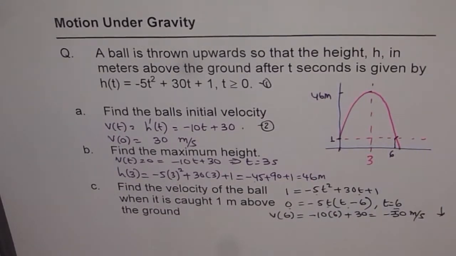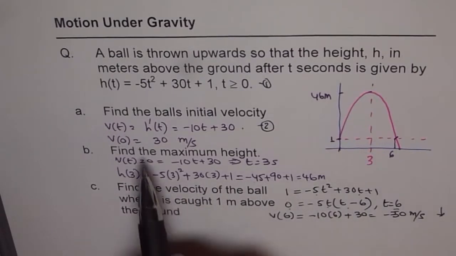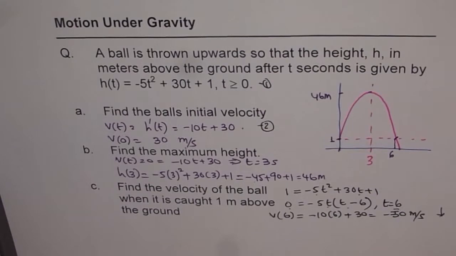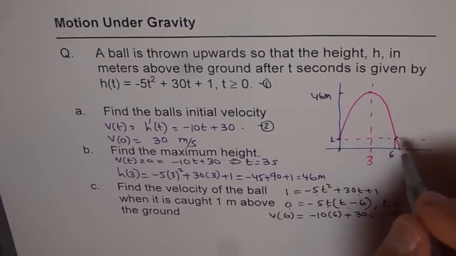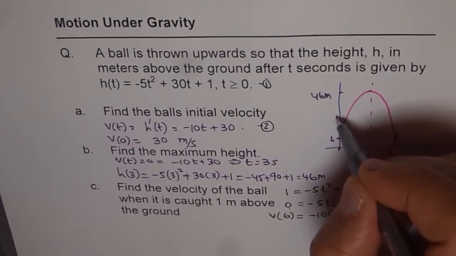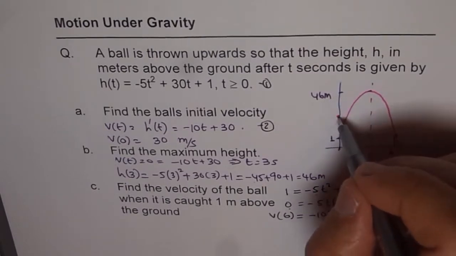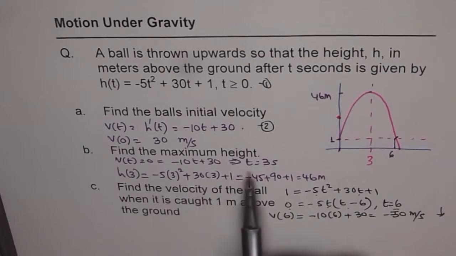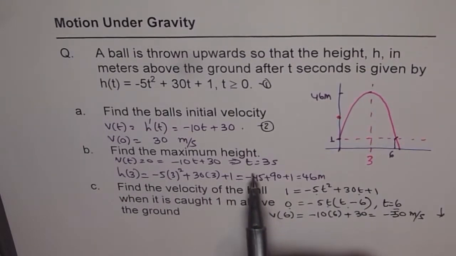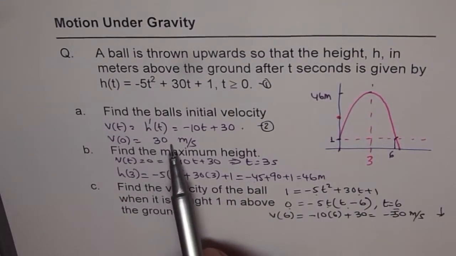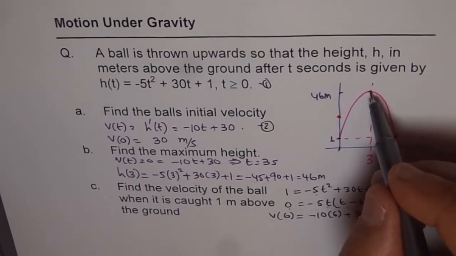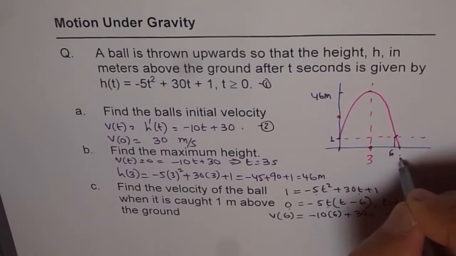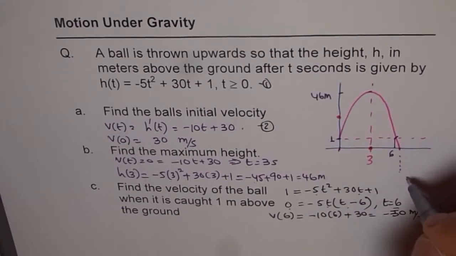As far as the velocity is concerned, we found that the initial velocity is 30 meters per second. If we have to plot velocity also, we can do it here. The units are different, so let's take another scale for velocity with meters per second as the unit. Its initial velocity is 30 meters per second. When it reaches the maximum point, velocity will be 0, and after that, velocity will be negative.